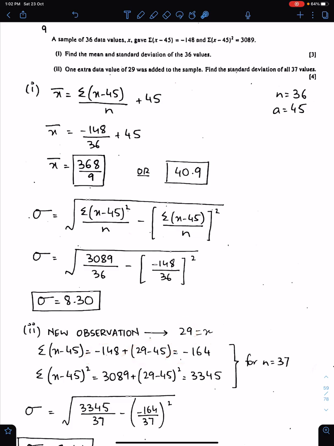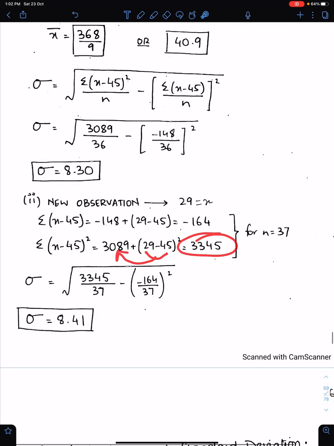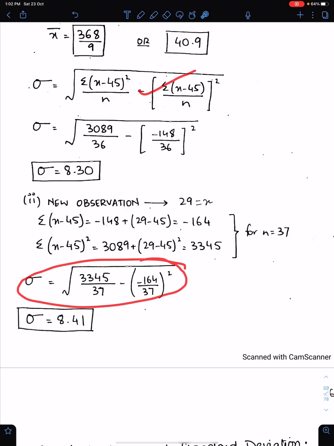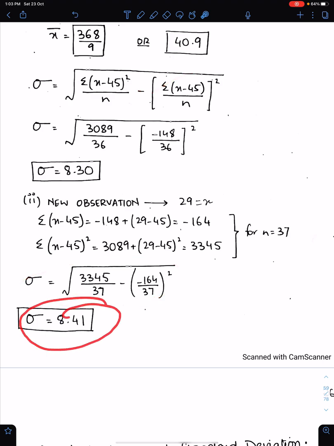Same is here. First do 29 minus 45 square and then add this result into this result to get this answer. Now after getting these two results, use the correct formula of standard deviation. This is the formula, and that's the final answer.